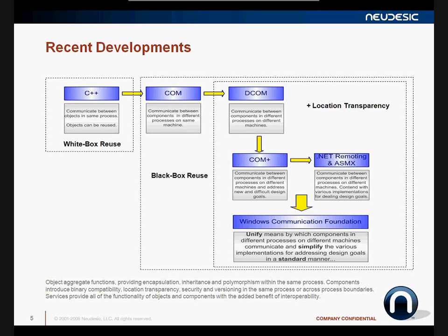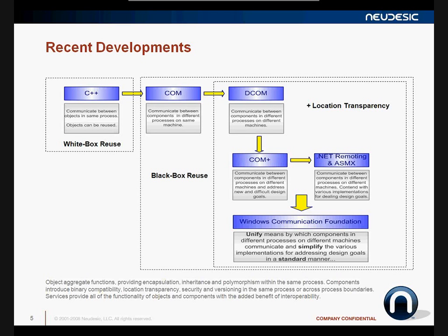Black box reuse, on the other hand, simply requires that the developer understand the contract or the interface that he or she is programming against, because interfaces provide a nice separation between the definition and the implementation. And the result is a sort of binary shield between the client and the service or the consumer of some kind of functionality, where the client really knows nothing about that implementation.